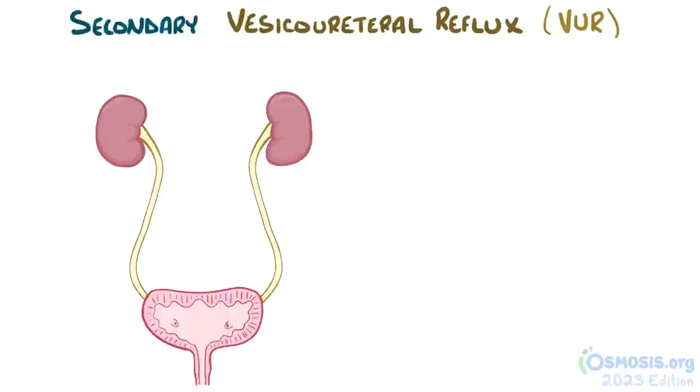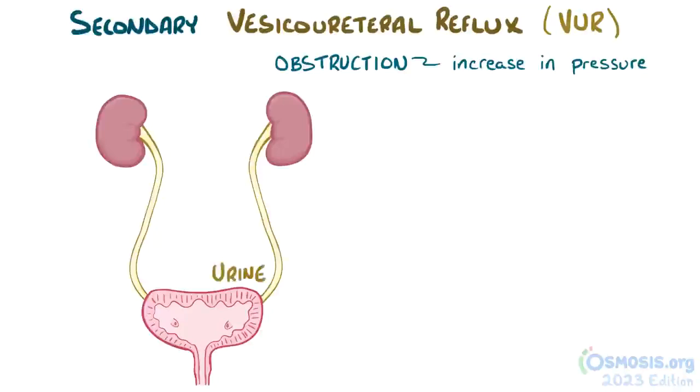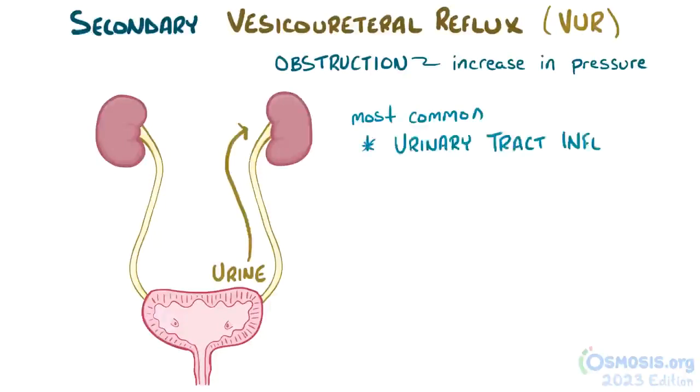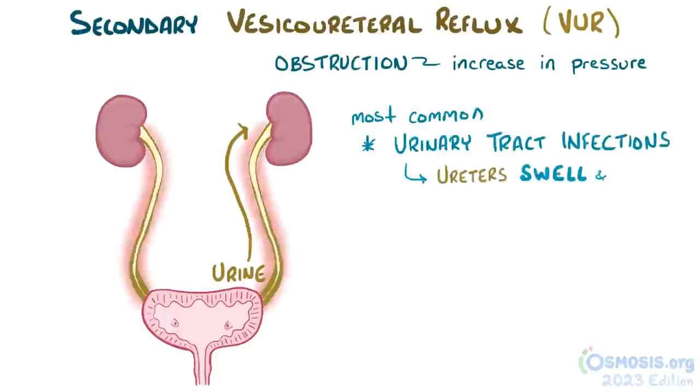In secondary vesicoureteral reflux, there's an obstruction at some point in the urinary tract, causing urine to follow the path of least resistance, which often means flowing backward into the ureters or kidneys. Secondary VUR is most commonly caused by recurrent urinary tract infections, which can cause inflammation in the ureters, which makes them swell up and close.